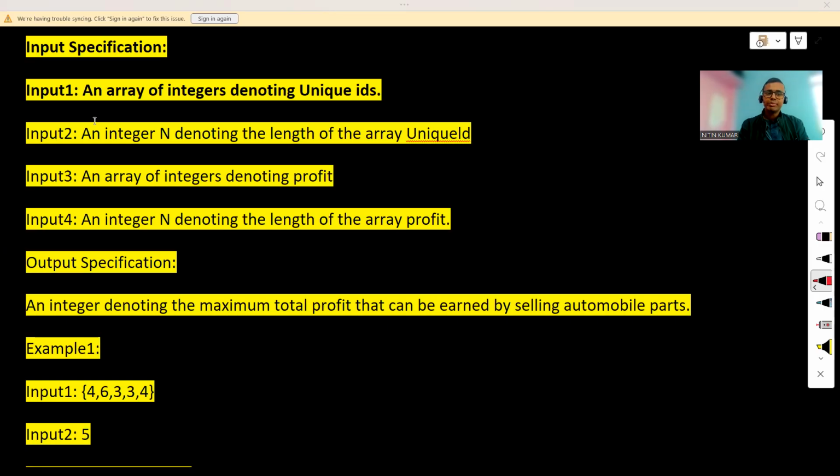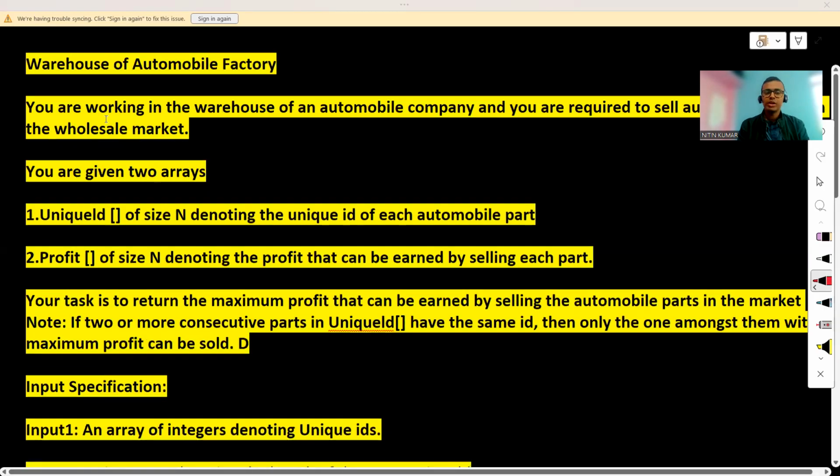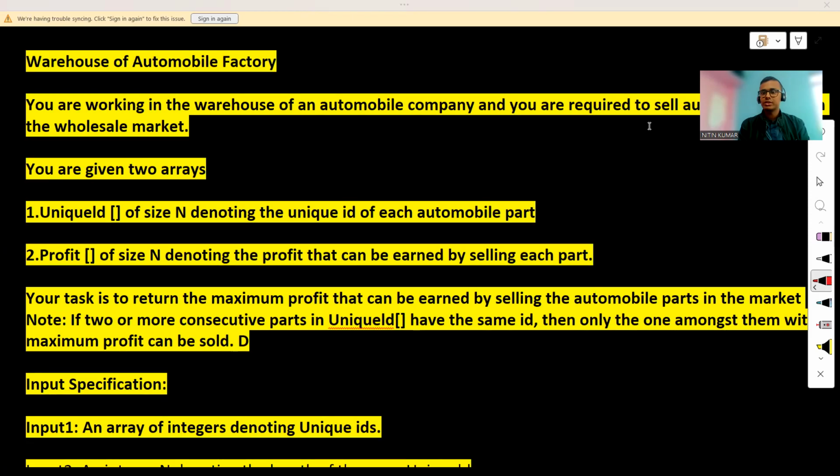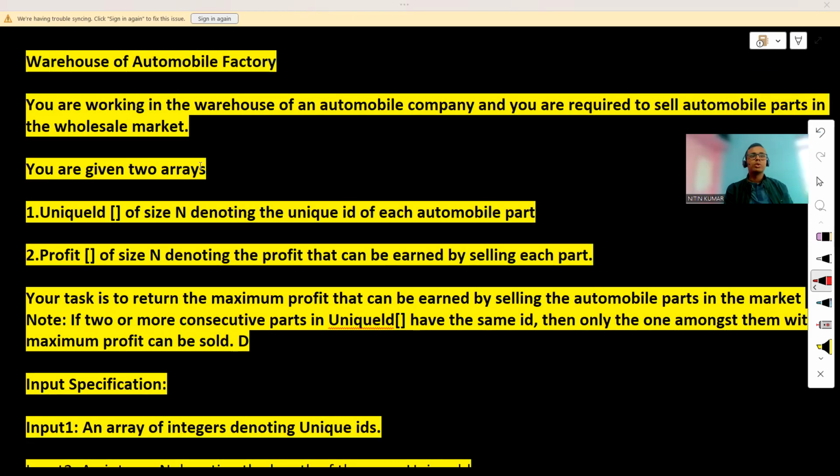So the problem statement is: warehouse of automobile factory. The statement is written as follows. You are working in the warehouse of an automobile company and you are required to sell automobile parts in the wholesale market. You are given two arrays.